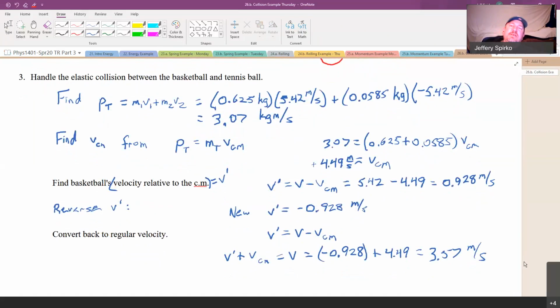Now, when you do this for the homework question, you'll have to use the tennis ball in here and find the v prime for the tennis ball using the v of the tennis ball, which is actually just negative of this.